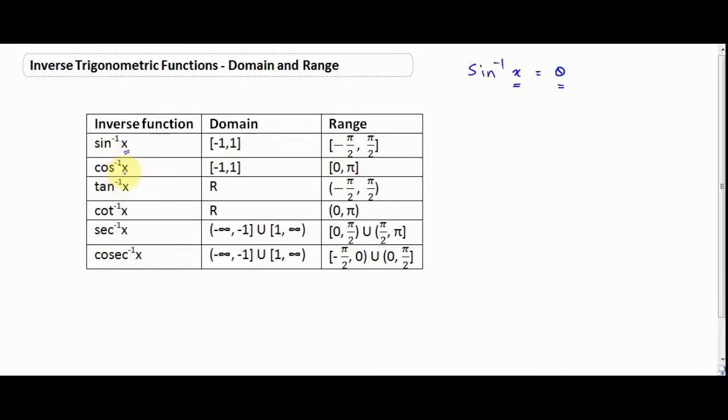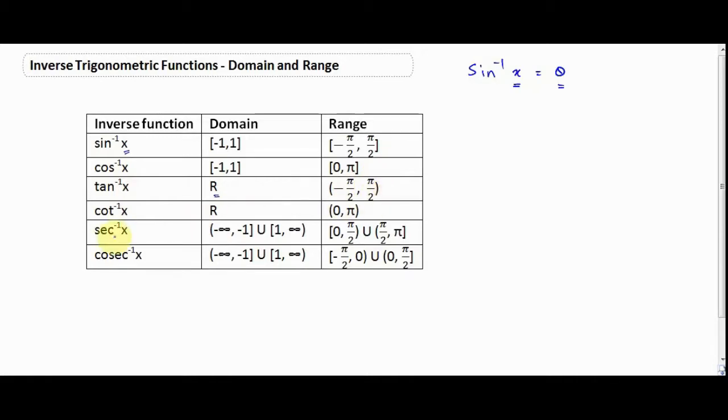Cos inverse of x will have the same domain as that of sine inverse of x. X can vary between -1 to +1, but the range is different. Range is from 0 to pi. And in case of tan inverse of x, the domain is the set of real numbers, capital R. Okay, so it means that x can take values greater than 1. And the range is defined in the open interval -pi by 2 to +pi by 2.